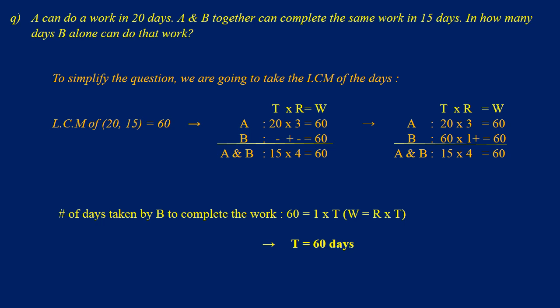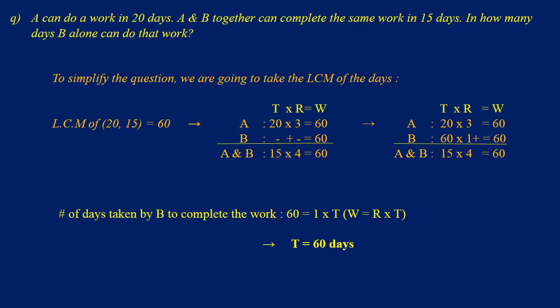The best way to simplify this question is to take the LCM of the number of days, that is of 20 and 15, which is equal to 60. So 60 is the total units of work that we have assumed, right? Now, if we write down the equation, time into rate of work is equal to work done, and write down the information that we have already been provided with in the question, we have A's rate of work and the combined rate of work, right?